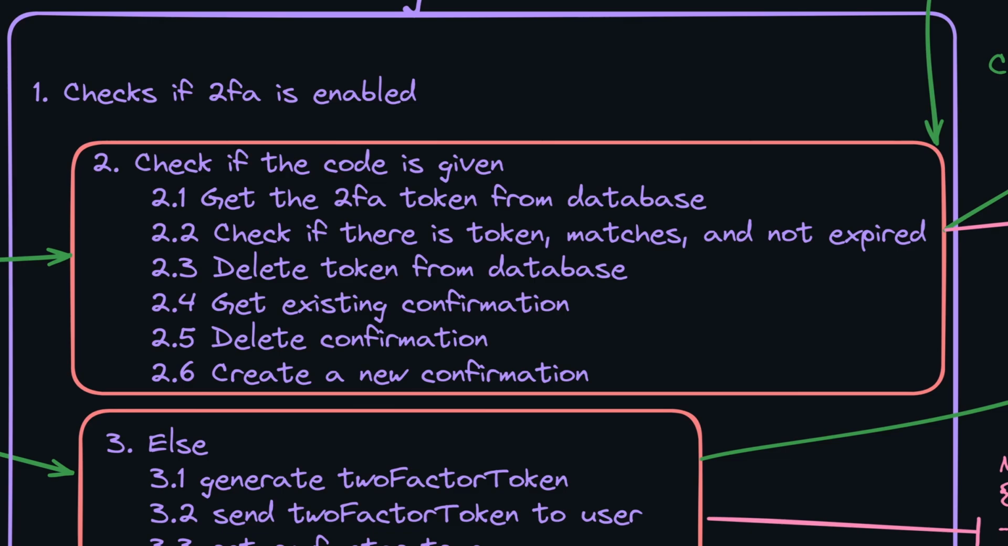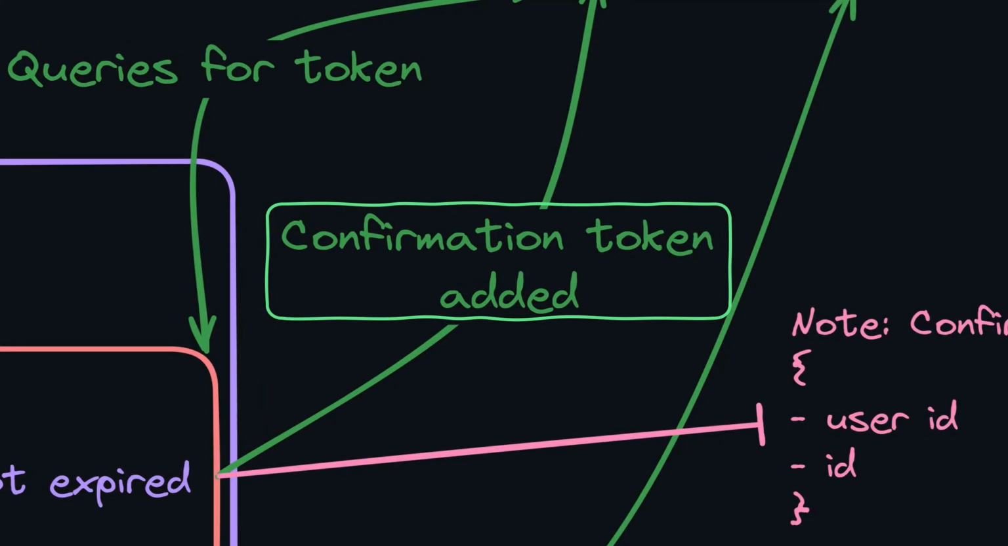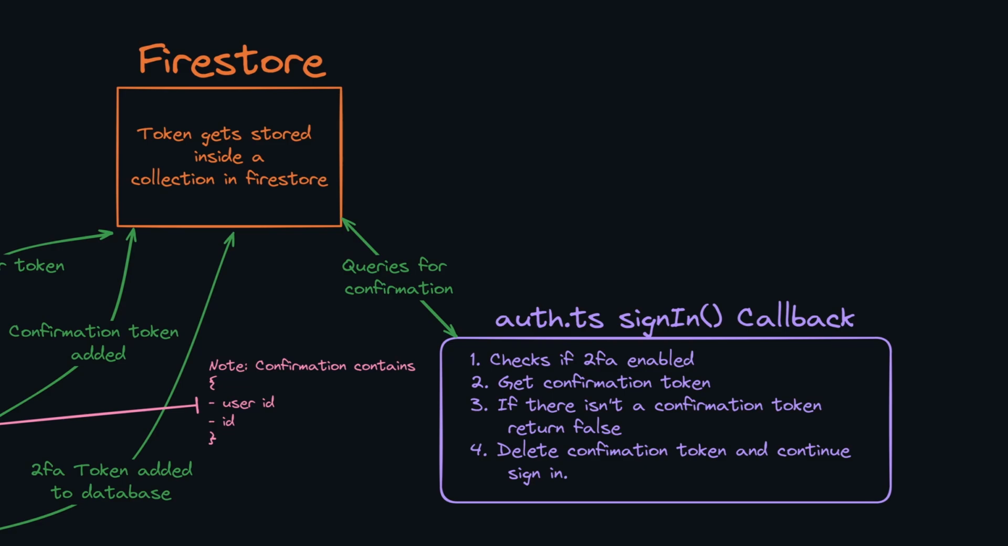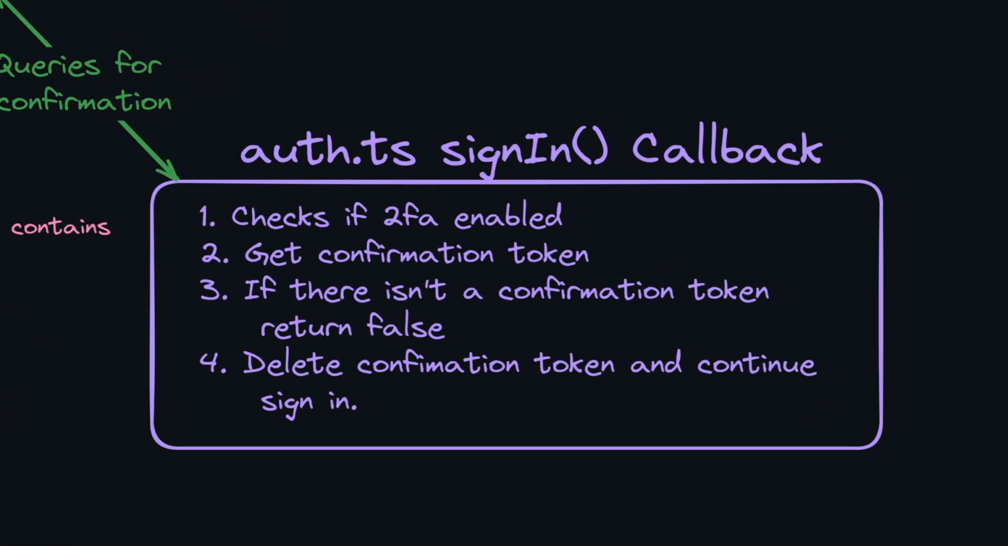Again, we'll go back in and get the existing confirmation, delete the confirmation, and then we're going to add the confirmation token. It's added to our Firebase Firestore, and then this is where it becomes a little different, because there's no real connection between login.ts and our callback. But in our auth.ts sign-in callback that we talked about in the previous episode of this series, we query the confirmation from the database, check if 2FA is enabled, of course, and get the confirmation token just to say, hey, if there's a confirmation token, then we are all good to go to log in.